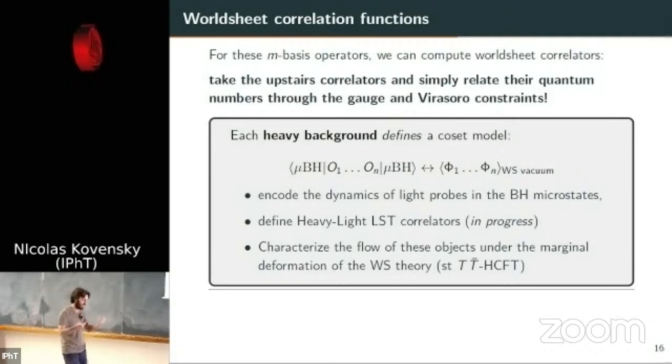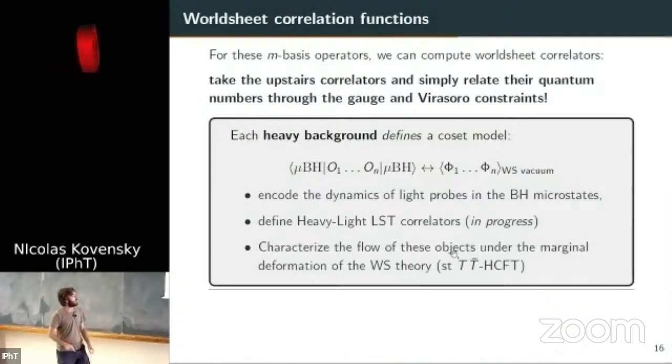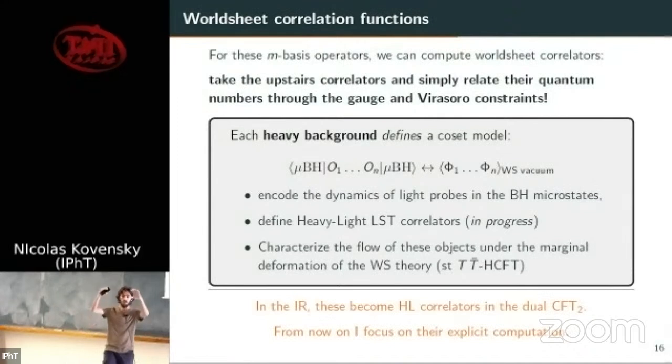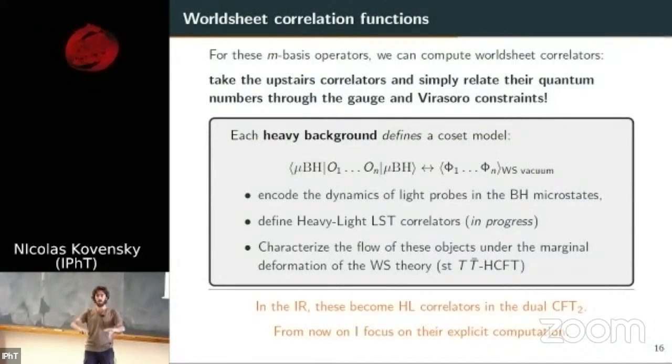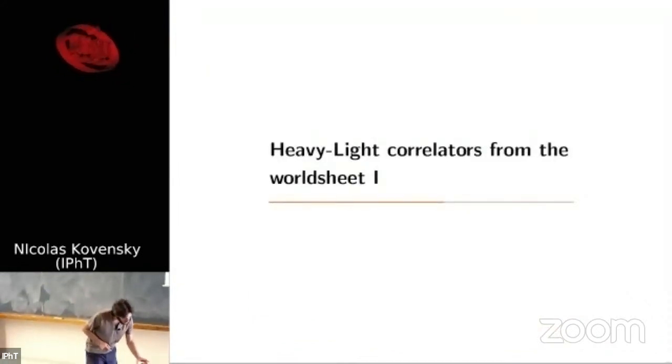And this type of states that we just constructed also encode the way that a state flows when you start in the IR and you go into this irrelevant deformation. This flow is characterized by this type of extra coefficients in the new terms here. Okay. So in the remainder of the talk, I'm going to focus only on the infrared part of the geometry, which is the part that I can relate very directly with ADS3 CFT2 duality to heavy light correlators on the holographic CFT. Okay. Great.